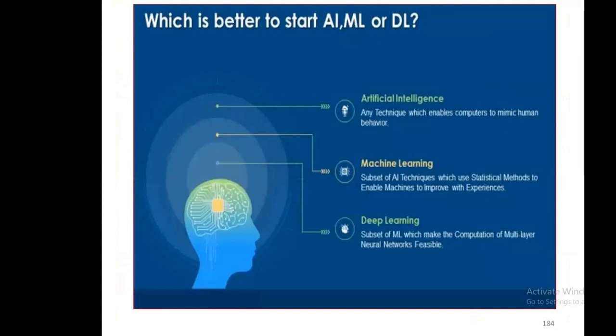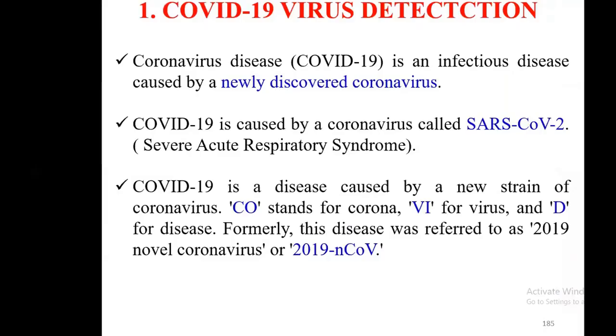If you are a beginner, just use artificial intelligence, any technique which enables computers to mimic human behavior. So better to start as a beginner with artificial intelligence, learn expert systems, fuzzy logic, soft computing techniques, etc. Then you learn machine learning. It is a subset of AI techniques which use statistical methods to enable machines to improve with experience. Then you go for deep learning, a subset of machine learning which makes the computation of multi-layer neural networks feasible, etc. So these are the six database applications that myself and my friend Tarkeshwar Barwa in the Data Science Research Laboratory have executed, tremendous applications.